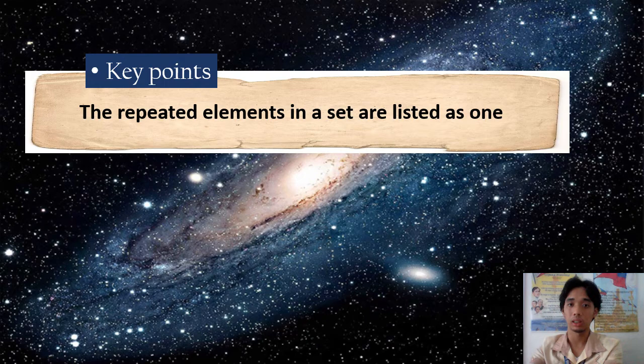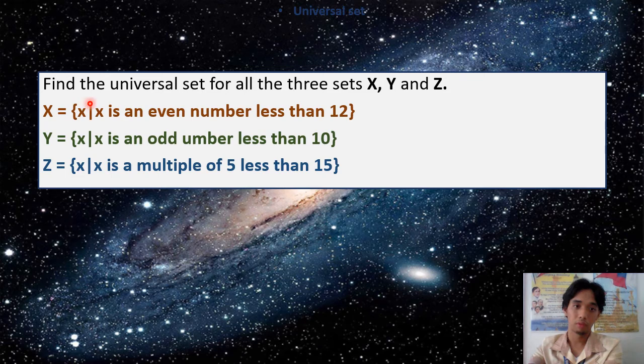Let's do another activity or example to elaborate this. Here, find the universal set for all the three sets x, y, and z. So in set x, we have x such that x is an even number less than 12. Sounds familiar. Y equals x such that x is an odd number less than 10. Z is equal to x such that x is a multiple of 5 less than 15. So to answer this, first let's translate it para makita natin. Translate natin siya into listing method.